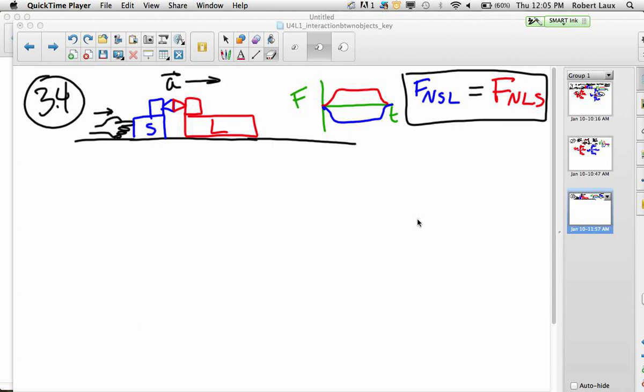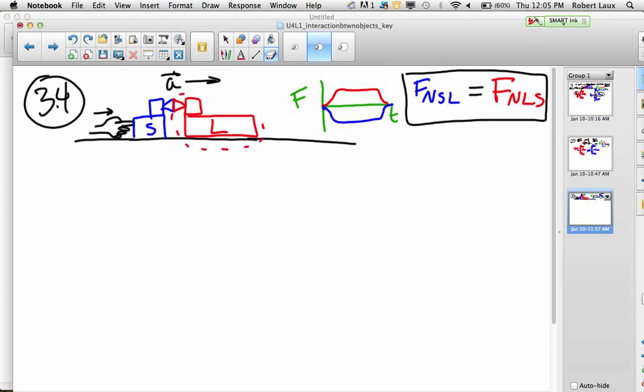The small car, because it has the hand pushing on it. So we're going to start with the one without the extra force, which is the large car. Make sure you identify your system as the large car. And we know the large car has mass, which means what has to be pulling on it? Gravity. And gravity always pulls straight down. So we have force of gravity on the large car by the earth.